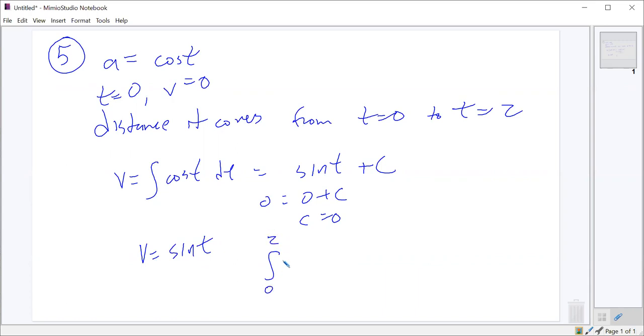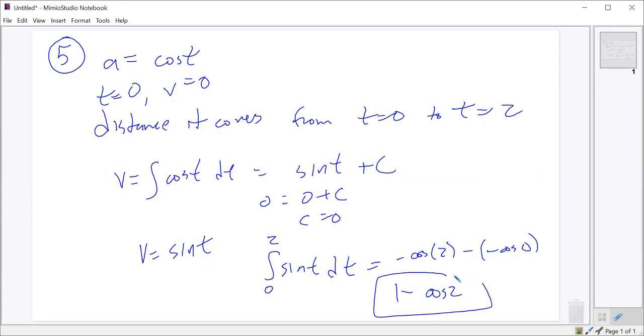from 0 to 2 the sine of t dt, which ought to be the integral of sine is negative cosine. So negative cosine of 2 minus negative cosine of 0. Cosine of 0 is 1, so negative 1 is positive 1. We end up with 1 minus the cosine of 2, which looks like that's choice B. Any questions or issues there with number 5?